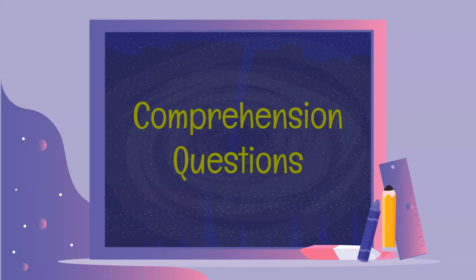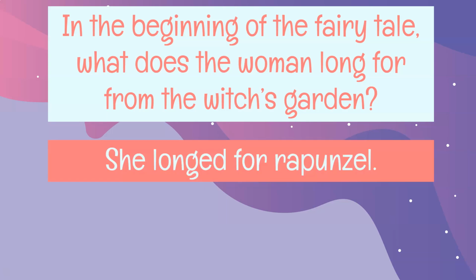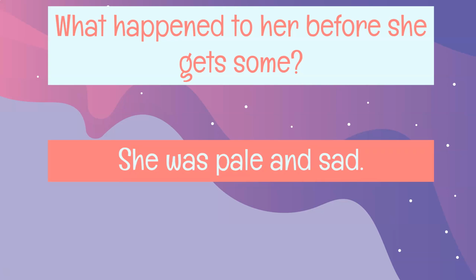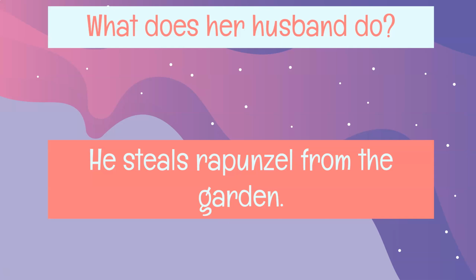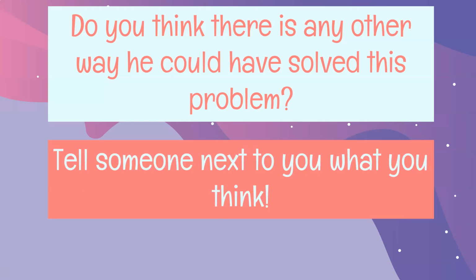So now I'm going to ask you a couple questions about the story Rapunzel. In the beginning of the fairy tale, what does the woman long for from the witch's garden? She longed for Rapunzel. What happened to her before she gets some? She was pale and sad. What does her husband do? He steals Rapunzel from the garden. Do you think there is any other way he could have solved this problem? Tell someone next to you what you think.